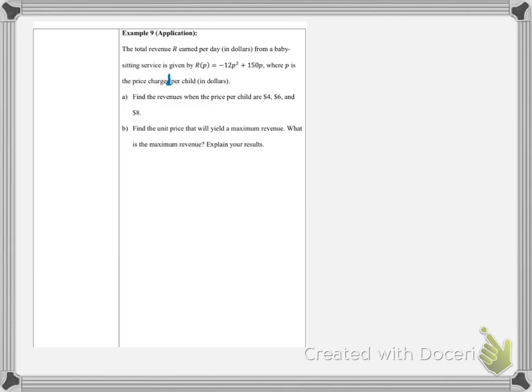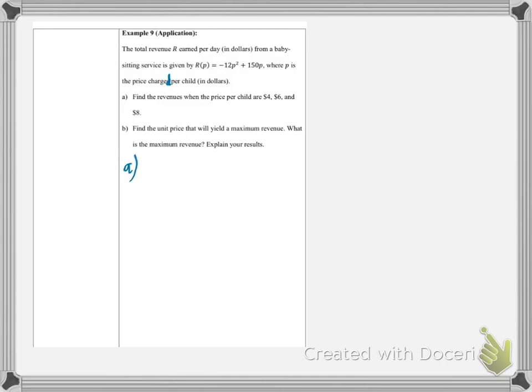A says find the revenues when the price per child is $4, $6, and $8. And then B is find the unit price that will yield a maximum revenue. What is the maximum revenue? Explain your results. Okay. And so looking at A, hopefully you guys should know how to do A.